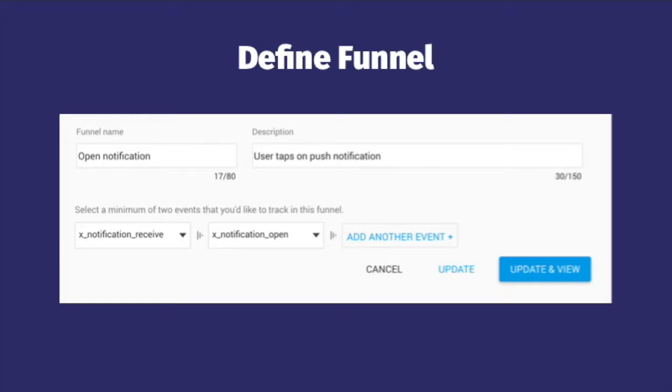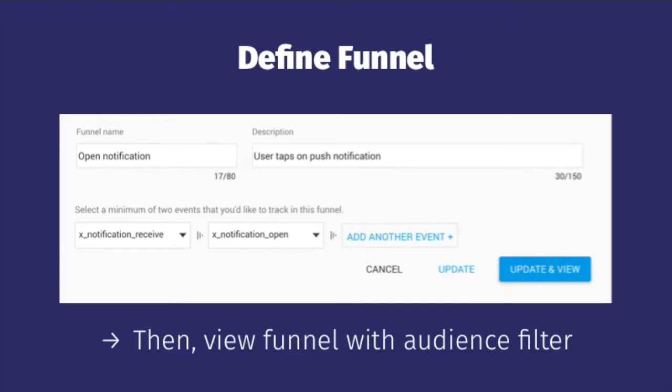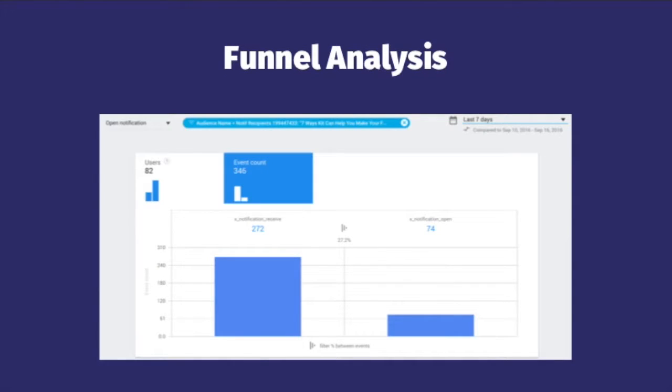Once you define this funnel, then you can view it filtered by that audience. And ta-da, this is what you get. So this is where you specify the audience, and here it shows you the count of events, and it's hard to see here. It's like 25% of the 272 messages that were sent were actually opened.